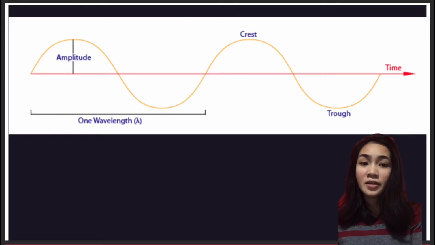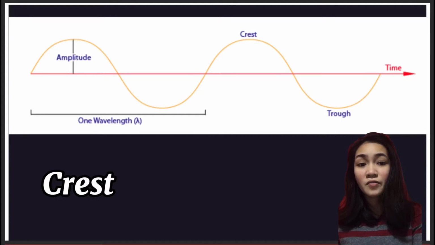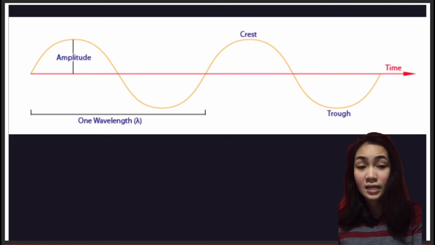As you might already know, a wave has a trough, which refers to the lowest point, and a crest, which refers to the highest point. The vertical distance between the tip of a crest and the wave's central axis is known as the amplitude. This is properly associated with the brightness or the intensity of the wave. The horizontal distance between two consecutive troughs or crests is known as the wavelength of the wave.